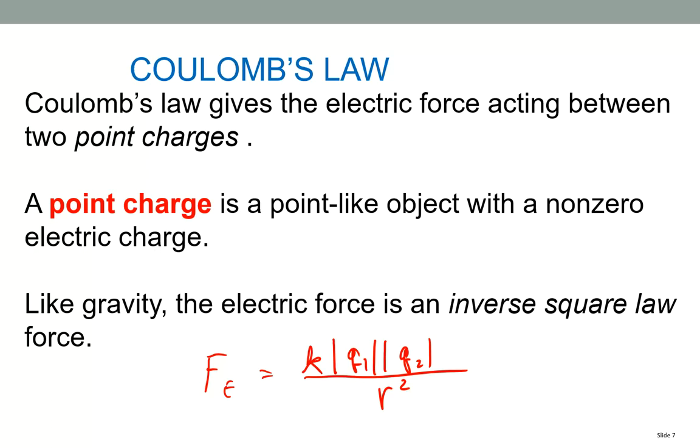It's an inverse square law. So if I double the space between charges, what's going to happen to the force? It's going to be 1/4 as big.